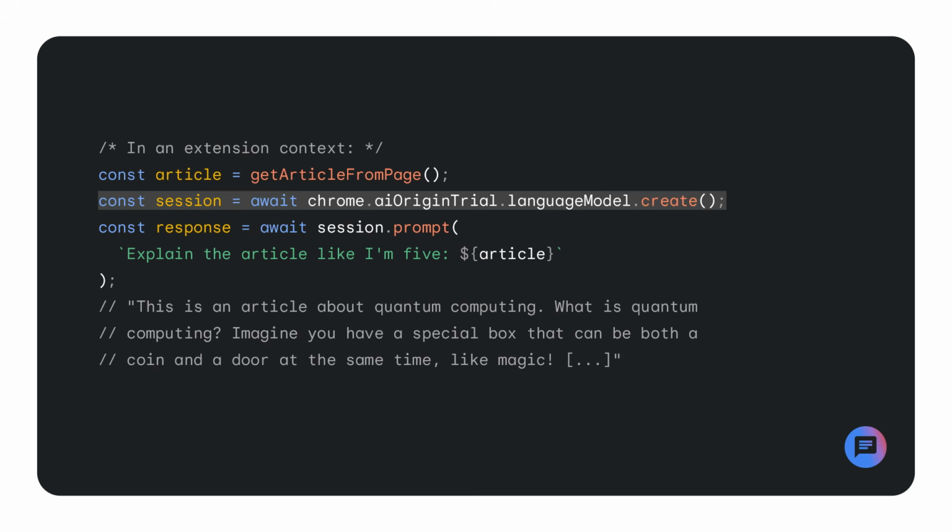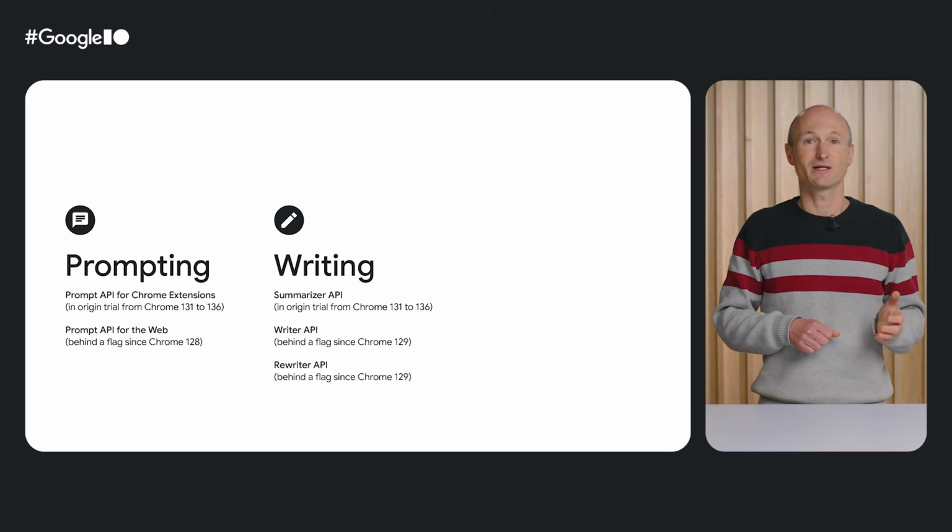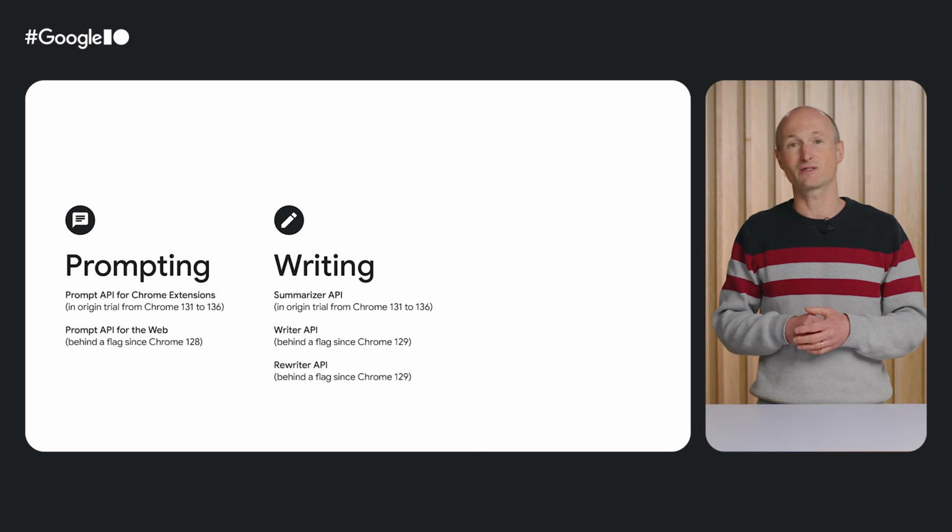First, you need to extract the article text from the web page and get it into the extension. Then, like on the web, you need to create a session, but from an extension context. During the origin trial phase, you need to call chrome.aiOriginTrial.languageModel.create. The resulting session object is exactly the same as on the web, and you can call the prompt method like before.